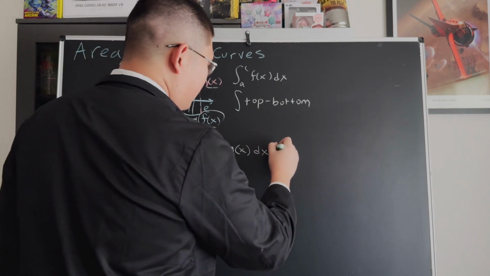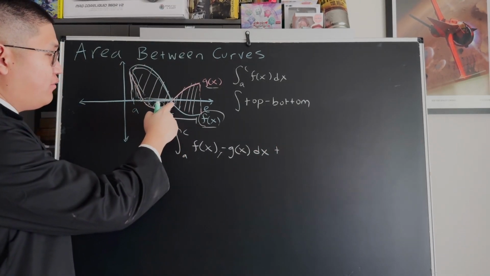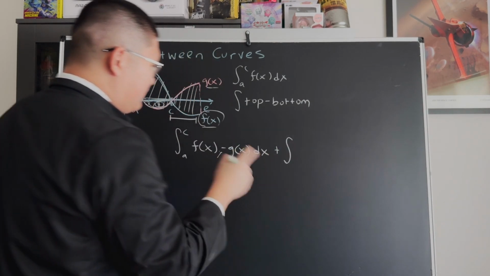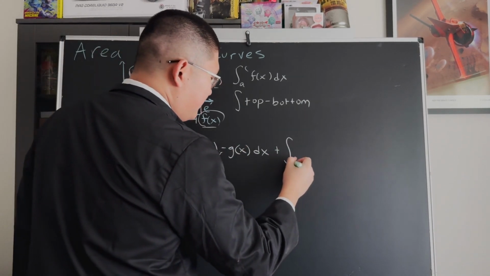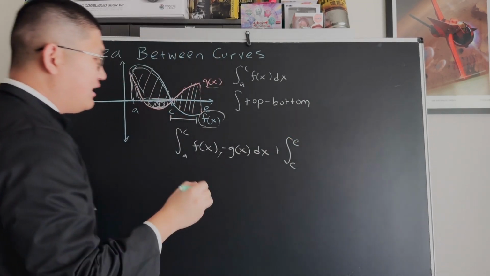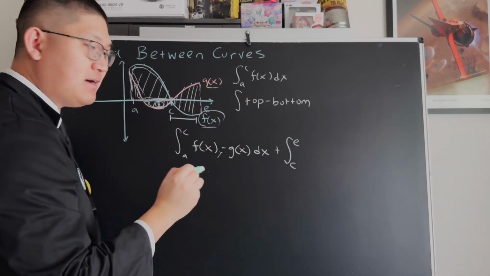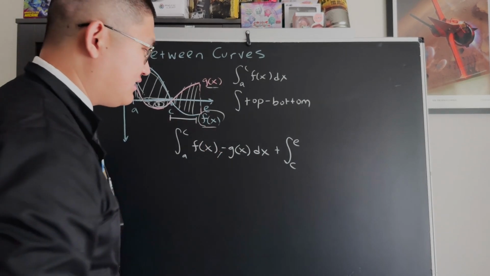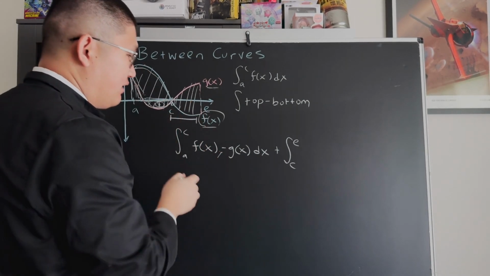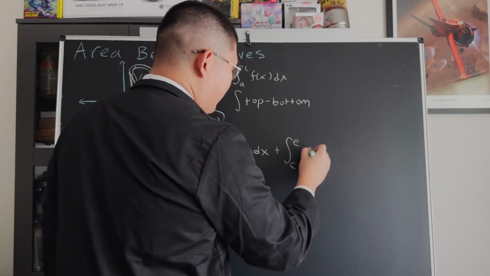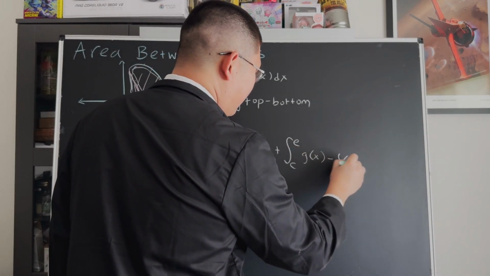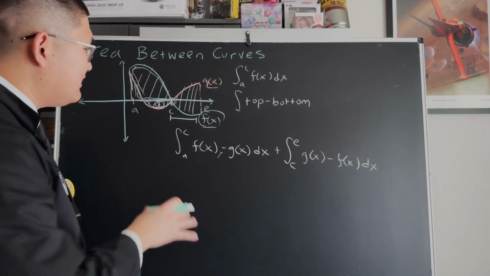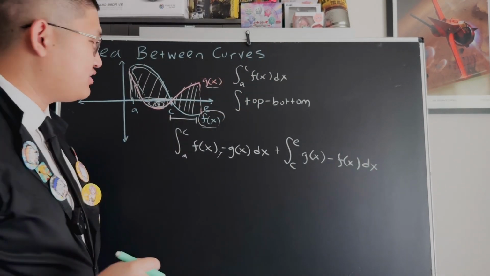So if you want to continue with what the problem is asking for, to find the rest of that area right there, we need to add another integral, this time with the limits continuing from c to e. But now, of course, g of x is now the top function and f of x is now the bottom function on the graph. So with that, we have the integral of g of x minus f of x dx. Okay, now this is how you set up this kind of problem right here.